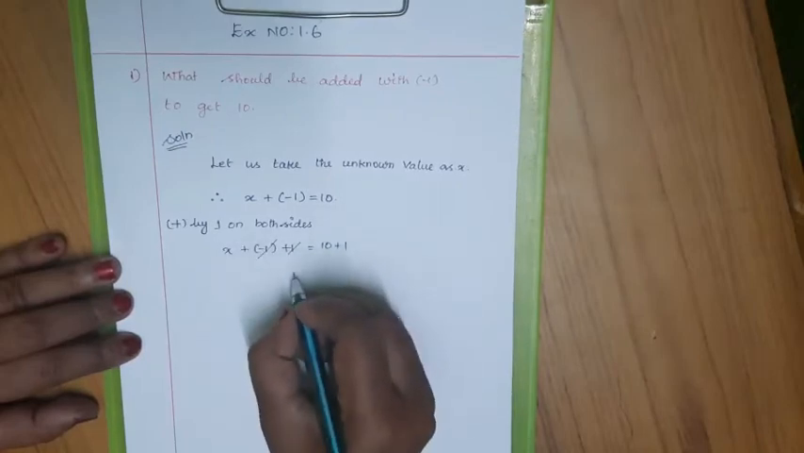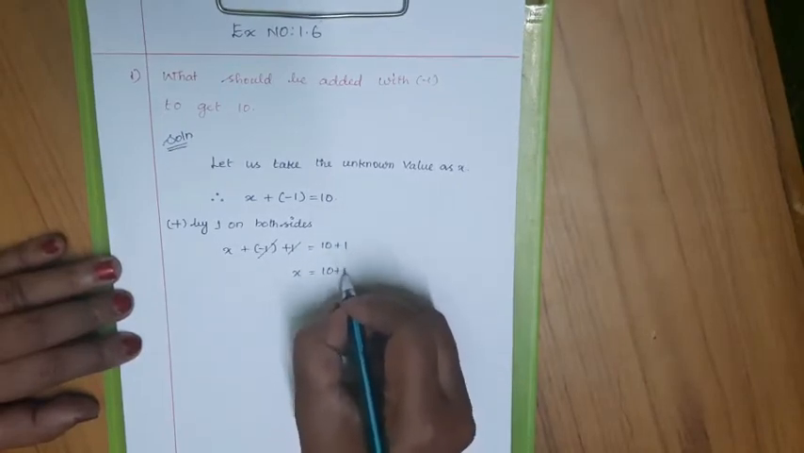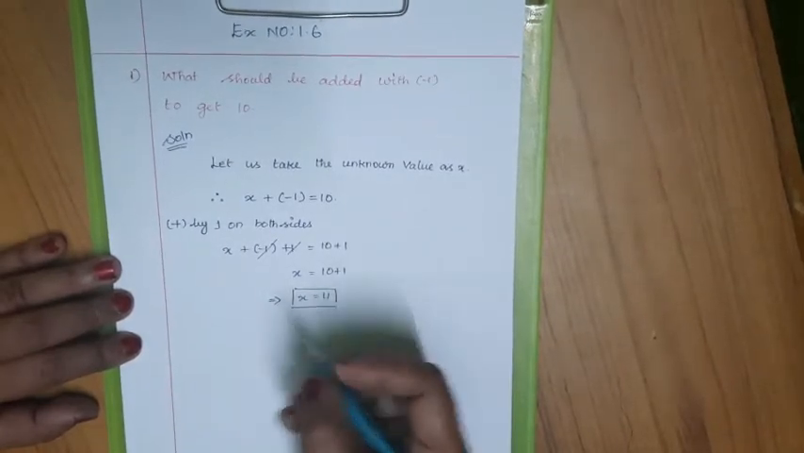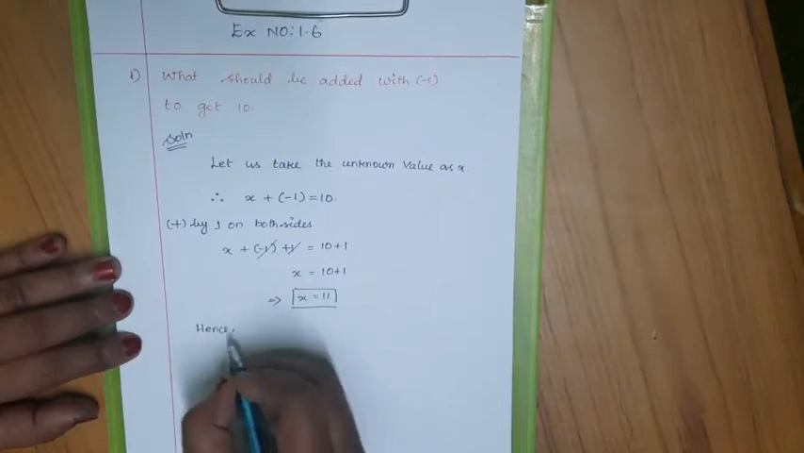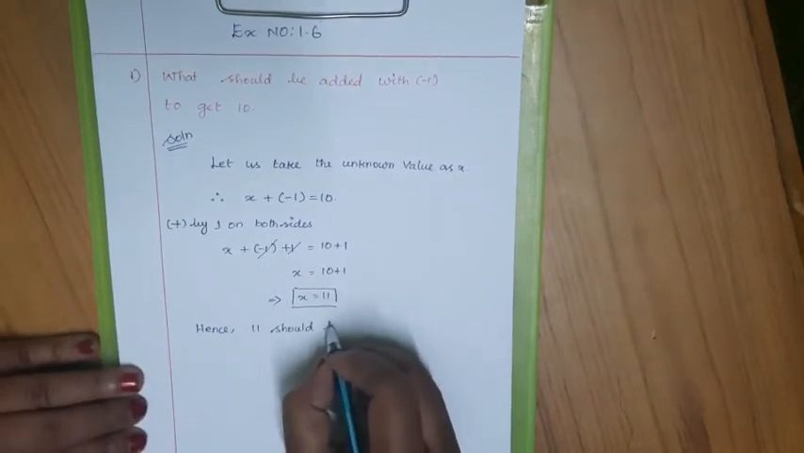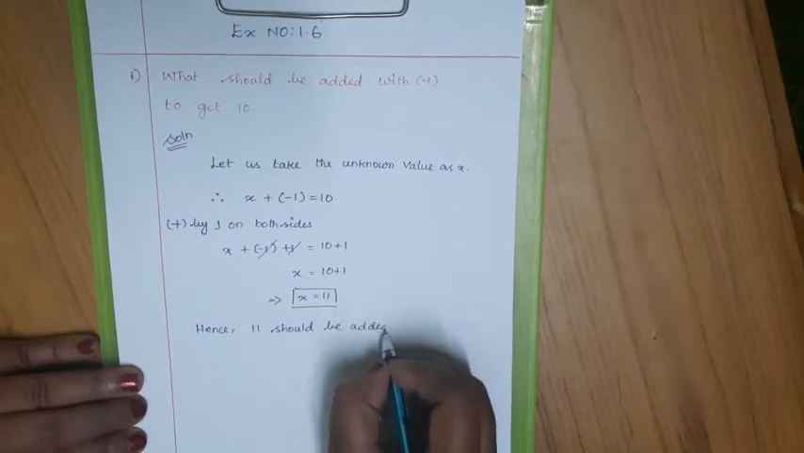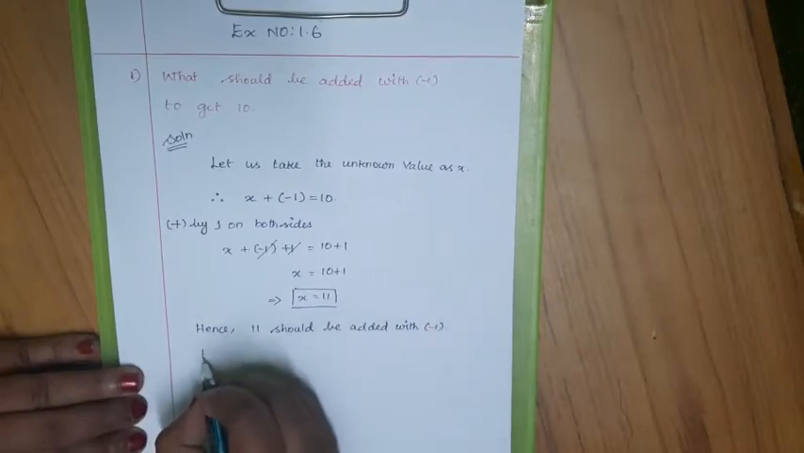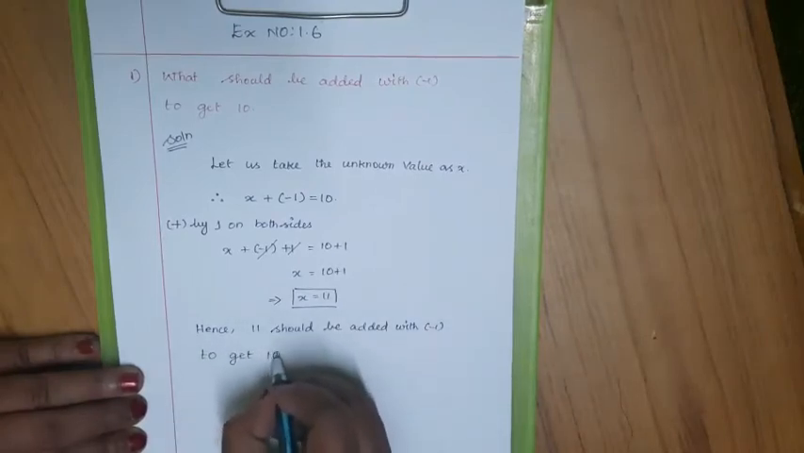By cancelling minus 1 plus 1, we get x is equal to 10 plus 1, which is equal to 11. Which is the required answer. That is, 11 should be added with minus 1 to get plus 10.